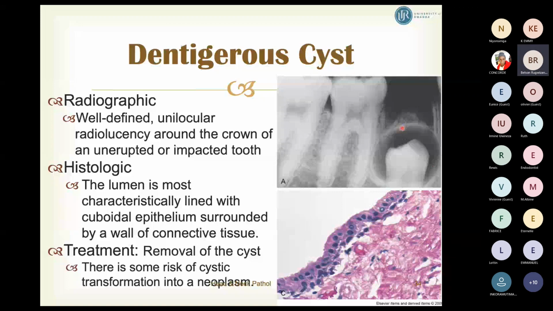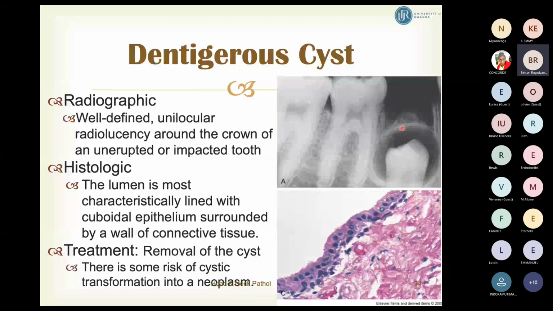And this is the lining epithelium here. It is epithelium that starts forming the teeth, which started forming in the embryo. So that's why it is odontogenic. So the treatment will be, of course, the removal of the cyst. Otherwise, it has a risk to transform into a neoplasm, especially ameloblastoma, as you shall see.